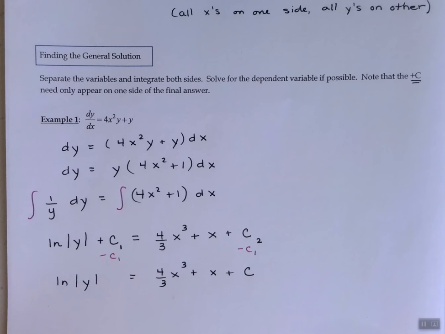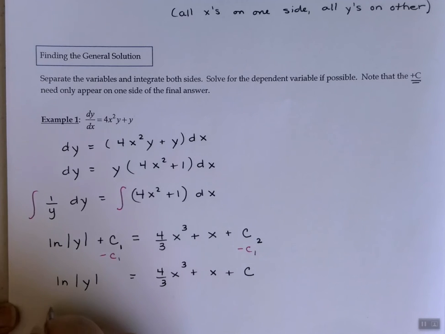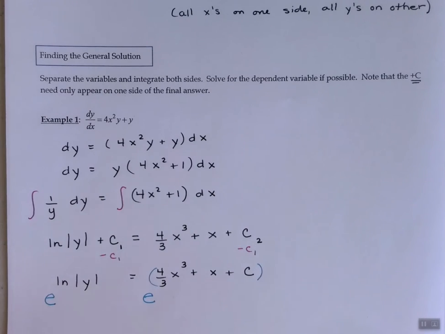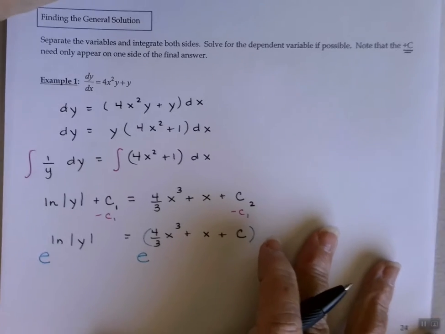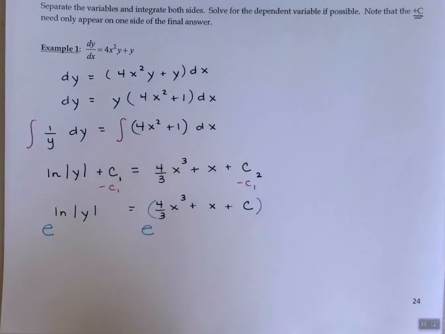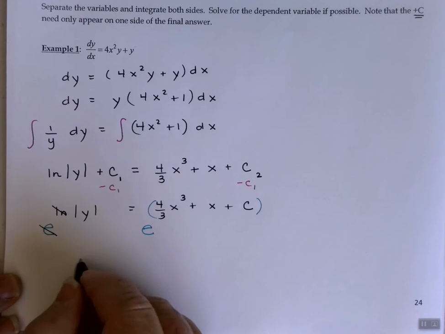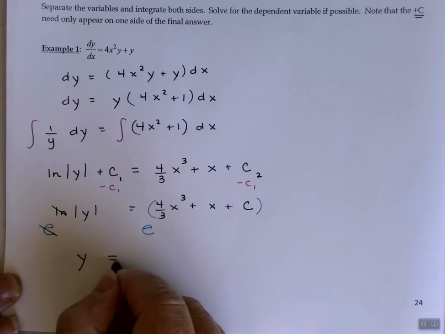Okay, so I've now done my integration, and the last step I would like to do here is to solve for that dependent variable. I'd like to get the y by itself. In order to do that, I'm just going to exponentiate both sides. So e to this power, and then e to this power. Over on the left, of course, e and ln are inverse functions, so that just gives me y.